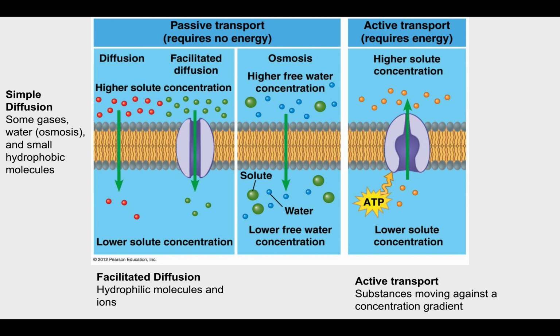We also have active transport. In active transport, we are going against a gradient, and that's the big thing here. We're going from an area of low concentration to an area of high concentration, and it's not energetically favorable. We need a transport protein, and we need the use of energy in the form of ATP. Anything moving against a concentration gradient.